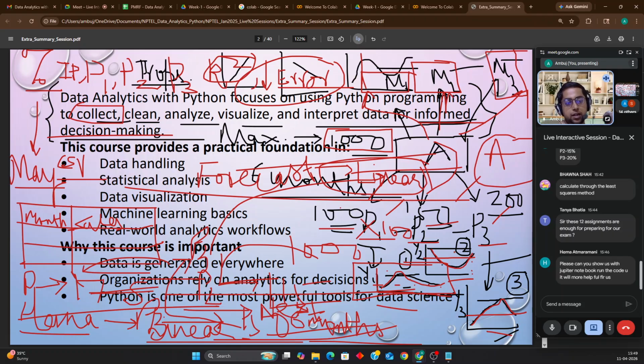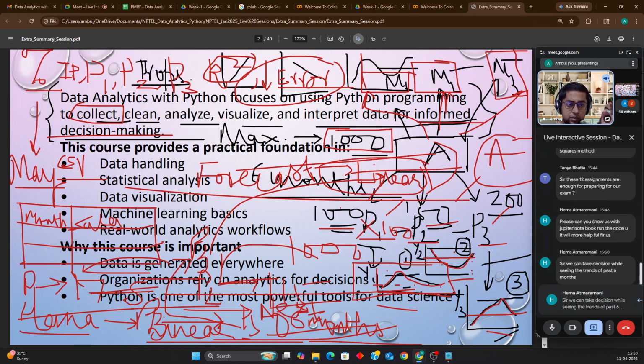So, are these 12 assignments enough for preparing for our exam? Yes, they are sufficient. Along with the assignments you have submitted, you shall be in a position to recall them. Solutions have already been released. Go through all the assignments and look at what mistakes you have made. Don't commit the same mistake repeatedly. So walk through the entire 12 assignments which you have submitted previously. Then see the assignments which I have solved.